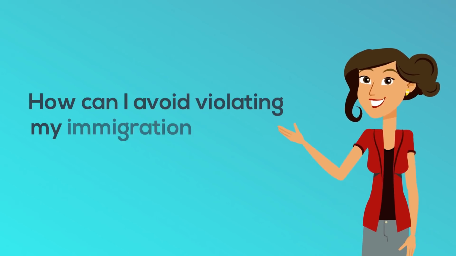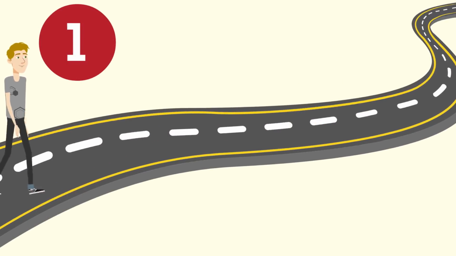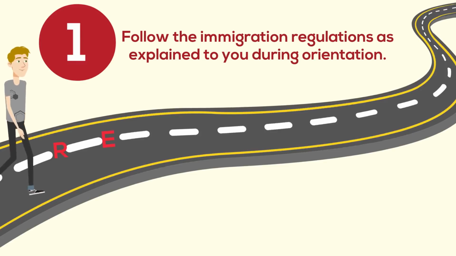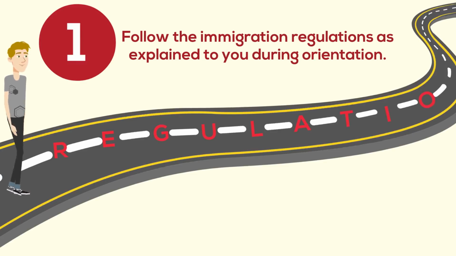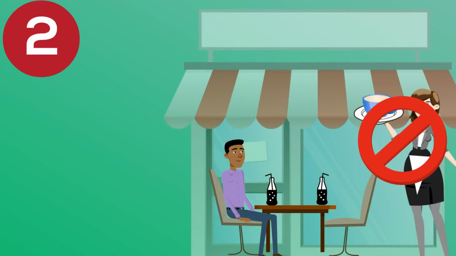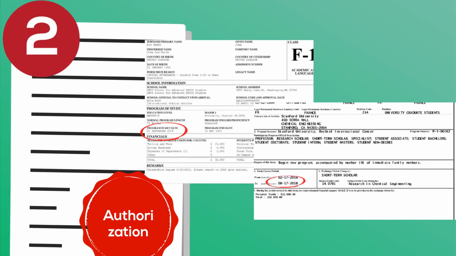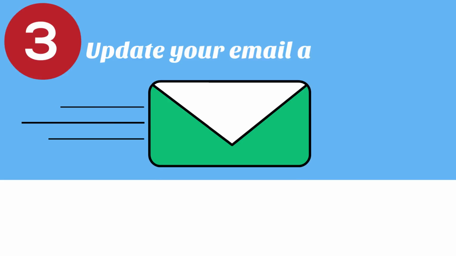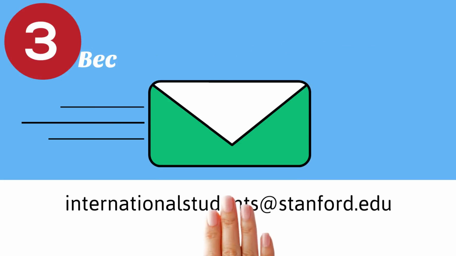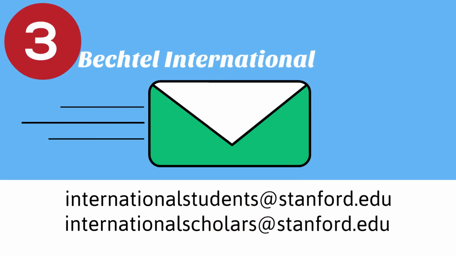How can I avoid violating my immigration status? Avoid violating your immigration status by following the immigration regulations as explained to you during orientation. If engaging in employment or an off-site activity, make sure you have authorization and only work during the authorized period. Make sure your email address is always up to date and check your email. Pay special attention to emails sent from the Bechtel International Center and your departments related to your immigration status.